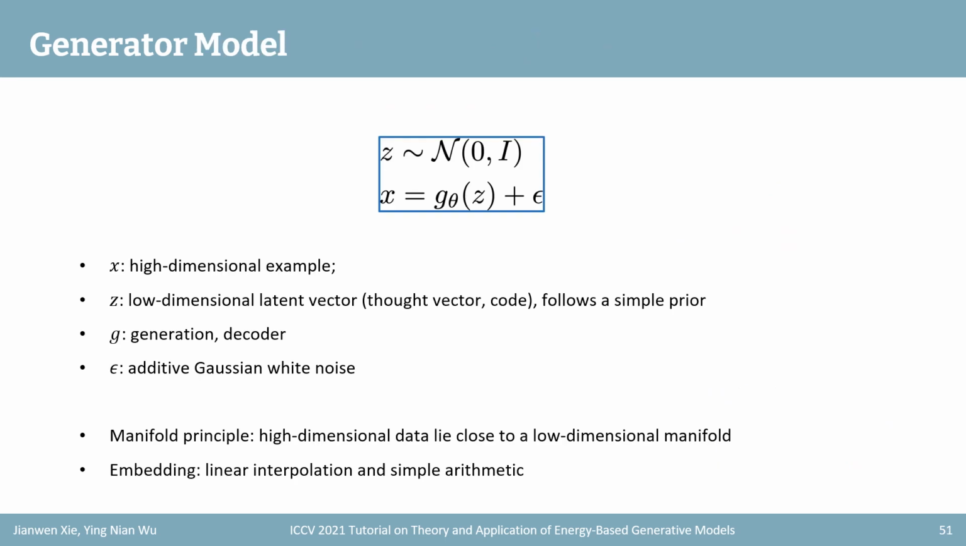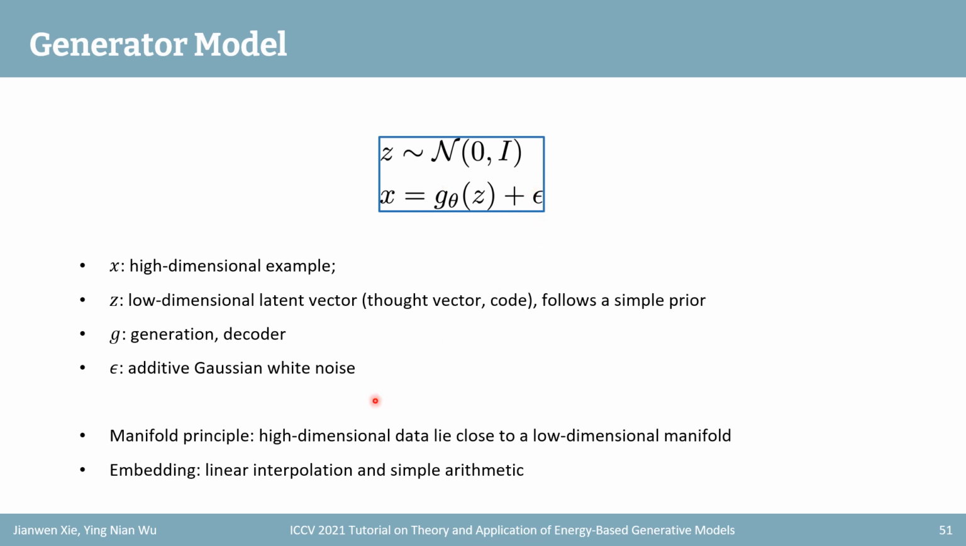More specifically, I guess most of you are already very familiar with the form of the generative model. We have this latent vector Z follow an isotropic normal distribution, a Gaussian distribution with mean 0 and identity covariance matrix. So all the elements of Z are just IID standard normal random variables. And then X is generated by G theta of Z, which is a top-down mapping, plus additive Gaussian white noise.